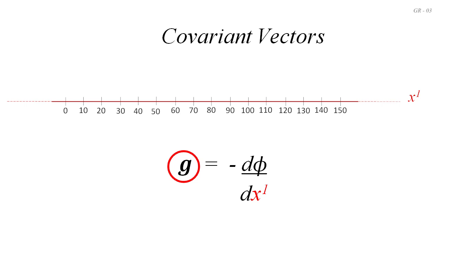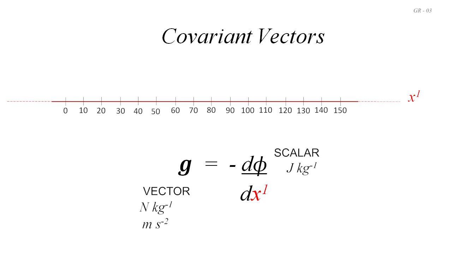Whichever way you think of it, g is a vector field. Phi, the gravitational potential, is a scalar. It has no direction, and it is measured in joules per kilogram. This means that little g is in Newton per kilogram, or if you prefer, meters per second squared. The fact that we're saying that the gravitational field g here is constant everywhere means that the gravitational potential must be changing regularly, or linearly, with the distance x1.